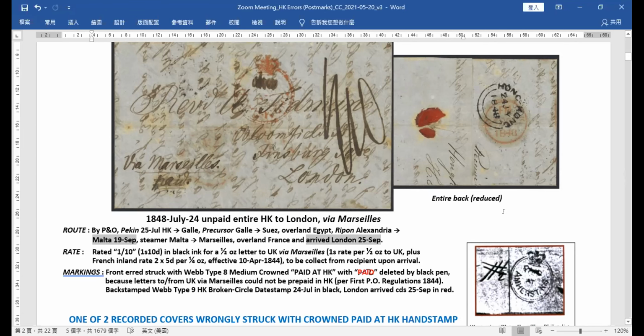Okay, any question over this cover? If no, I go to the next.